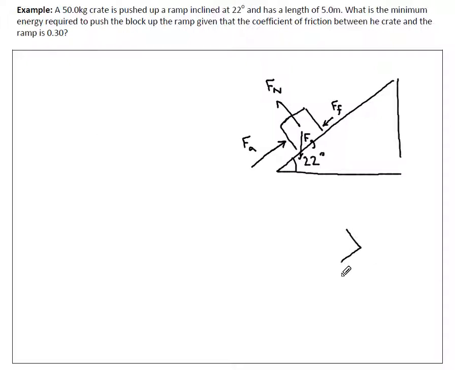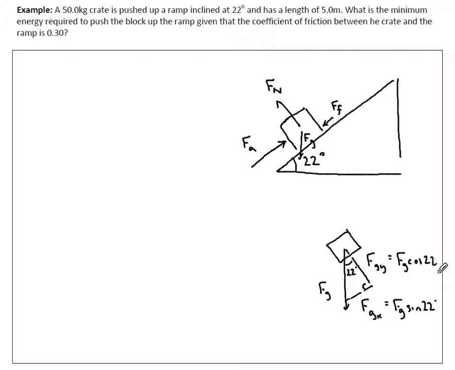So here's my block again. Force of gravity is downwards. We remember how to draw our triangle from our dynamics unit. So force of gravity is there, and this is the force we're trying to find. That's Fgx, which is equal to Fg sine 22, that's our 22 degrees. And this is Fgy, which happens to be equal to our normal force, which is just equal to Fg cos 22 degrees.